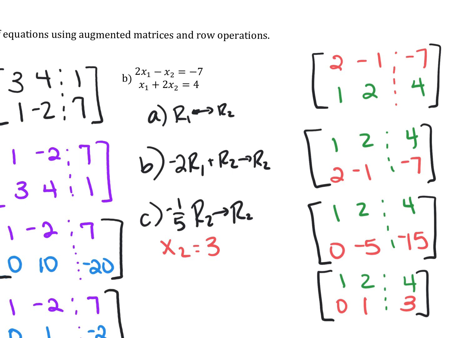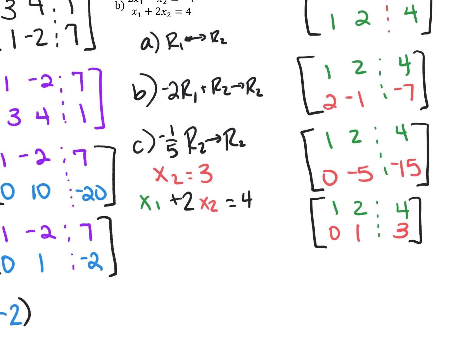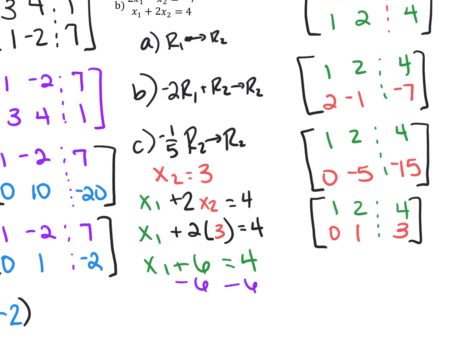And to go back and find x1, I have an equation x1 plus 2x2 has to equal 4. Replacing x2 with the value of 3, because we know that x1 plus 2 times 3 has to equal 4, which means that x1 plus 6 equals 4. I want to subtract 6 from both sides, and I get x1 equal to a -2. So my solution set is -2, +3.